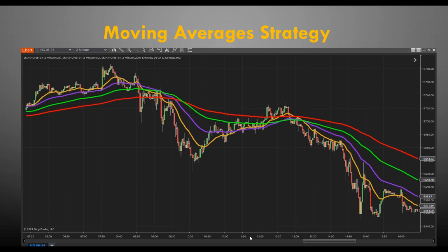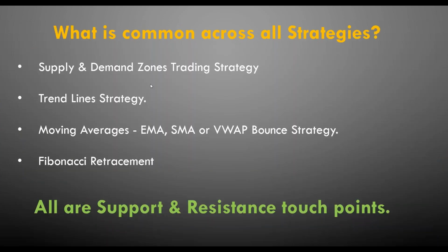But all these cases have one thing in common: supply and demand strategy, trend lines, moving averages, everything is assuming that there are support and resistance touch points, right? I think that's one thing you need to understand. We are assuming there are sellers in the area, increasing sellers on those areas, so I can go short. But what is the proof? How do you know there are really sellers? We are making a big assumption every single time.